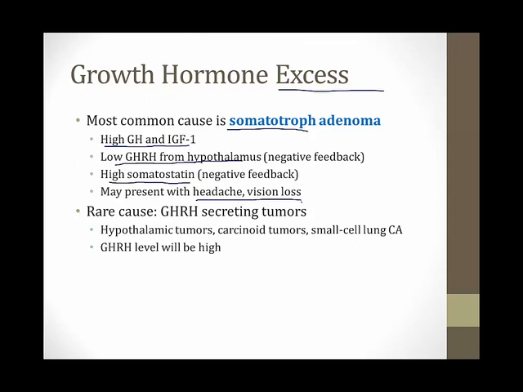pituitary gland. More rarely, growth hormone excess can occur from GHRH secreting tumors. Hypothalamic tumors sometimes do this, carcinoid tumors sometimes do this, rarely small cell lung cancer can do this. In these cases, the GHRH level will be high. It is driving production from the pituitary of growth hormone.